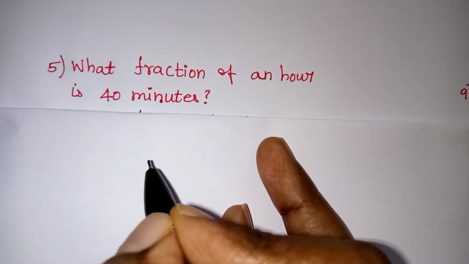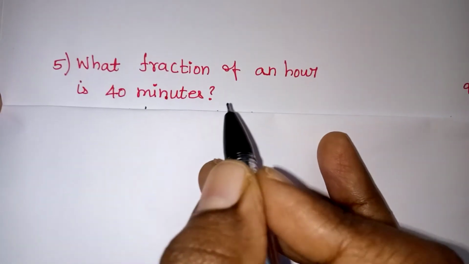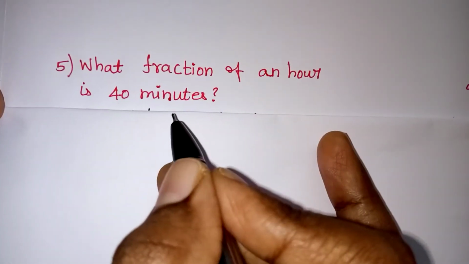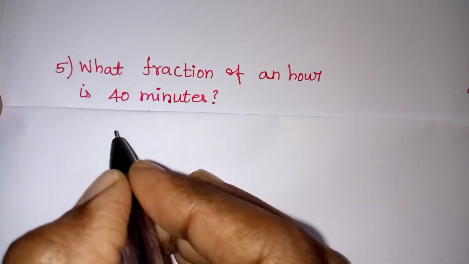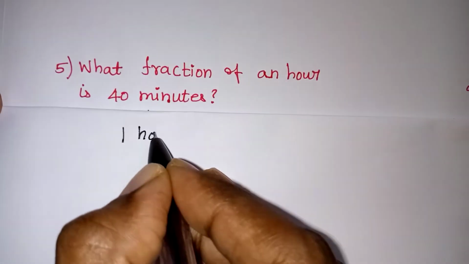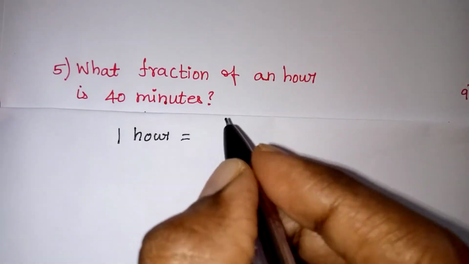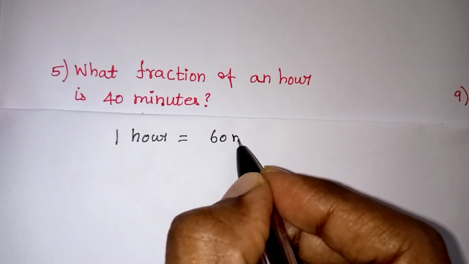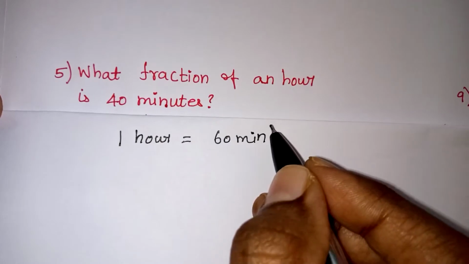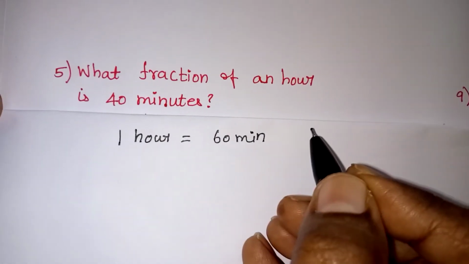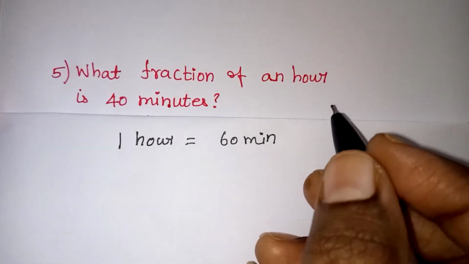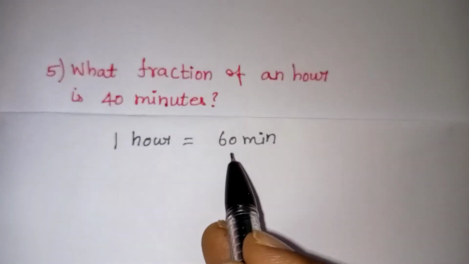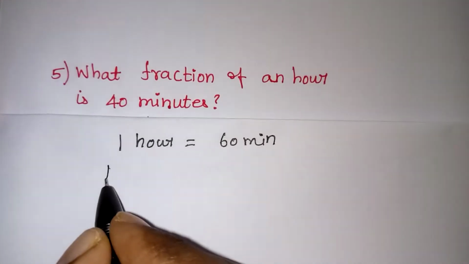So here comes our fifth question. What fraction of an hour is 40 minutes, they are asking. So here they are talking about minutes and an hour. So 1 hour is equal to how many minutes, first we should write. 1 hour is equal to 60 minutes. Both should be converted into the same unit, then only you have to go for a fraction. Hours and minutes are given, you cannot write the fraction as it is. So 1 hour should be converted into minutes, then we have to go for the fraction.